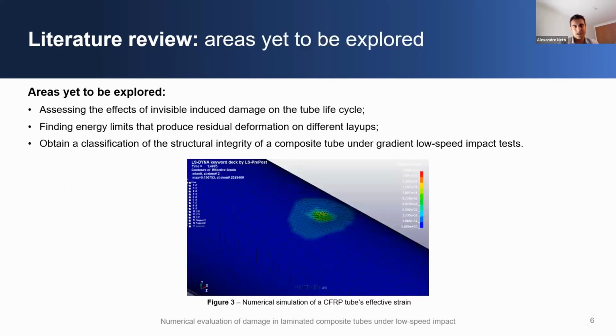But before going to the methodology, I highlighted 3 main points that I found other studies were missing. First, assessing the effects of invisible induced damage on the tube life cycle. This will occur in future work. Second, finding energy limits that produce residual deformation on different layups. And then third, obtain a classification of the structural integrity of a composite tube under gradient low speed impact tests.